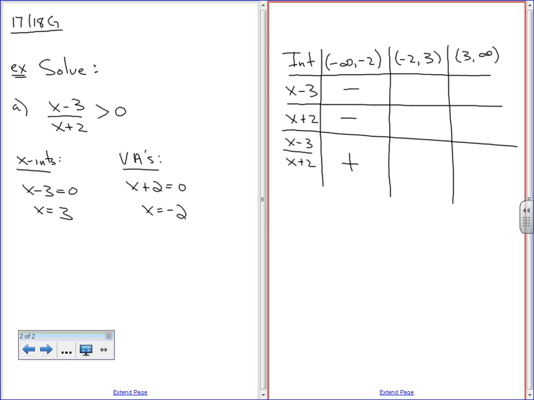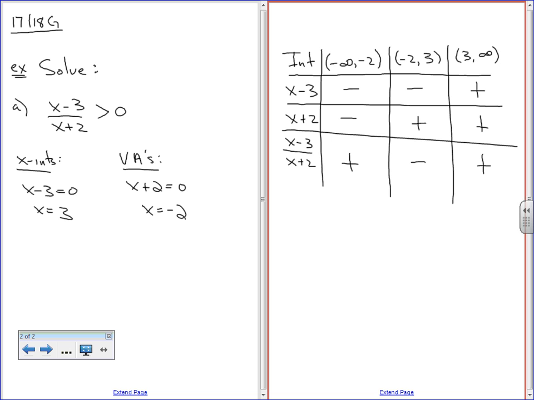Okay, take a value in the next interval, 0. If I put 0 into x minus 3, I get a negative. If I put it in x plus 2, I get a positive. A negative divided by a positive is a negative. The last interval, I put a big number in there, like 10, it all becomes positive.